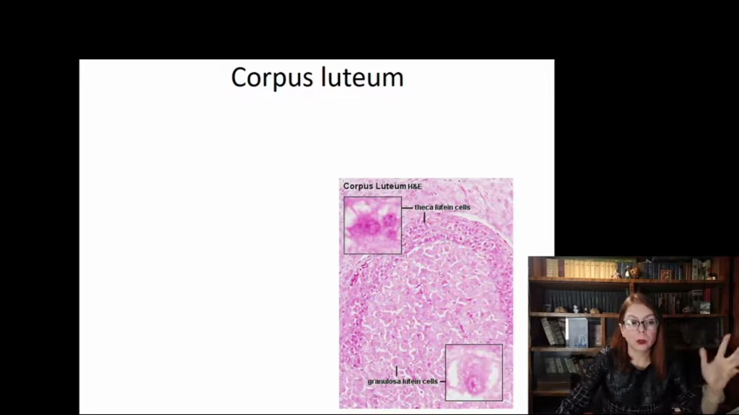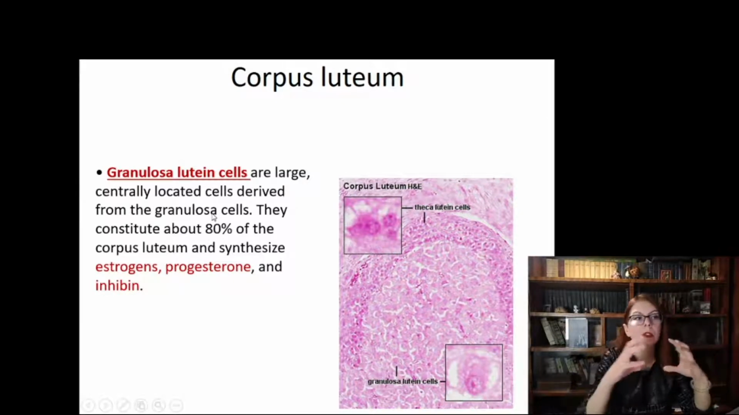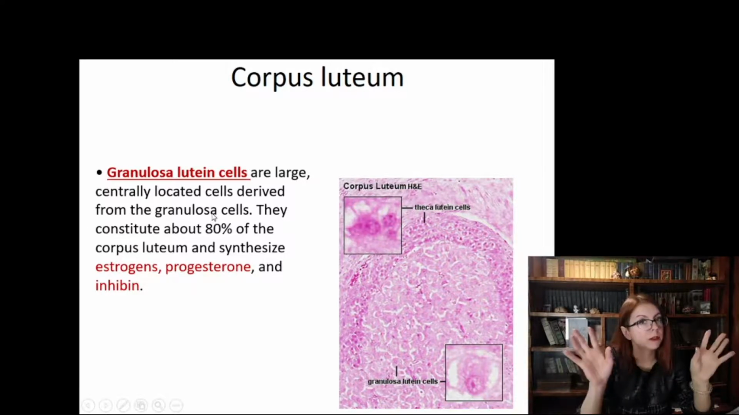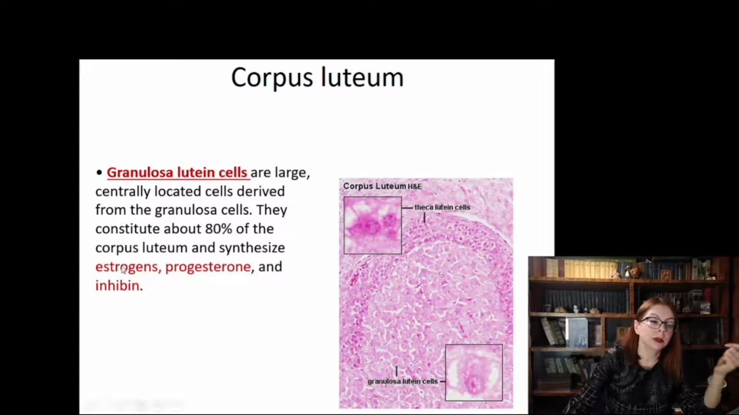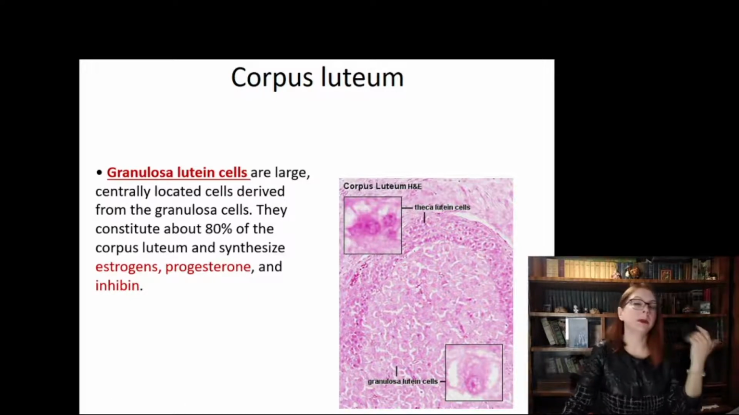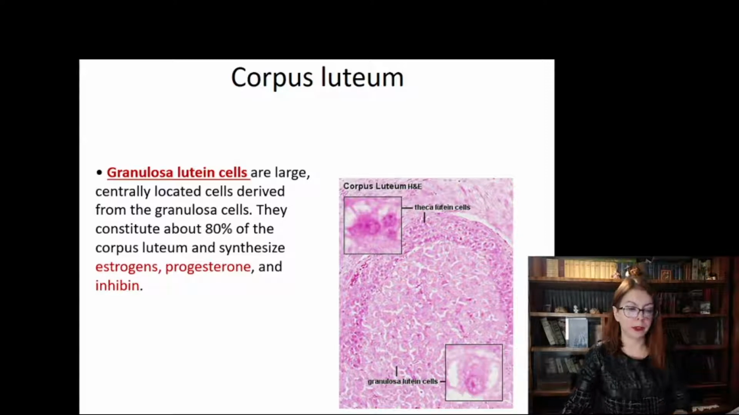And what is it? First of all, corpus luteum is formed predominantly by the granulosa cells. So the cells of the granulosa layer, after they have expelled the oocyte, start to proliferate, and they produce estrogens, progesterone, and inhibin. You remember inhibin inhibits follicular stimulating hormone by the mechanism of the negative feedback loop.